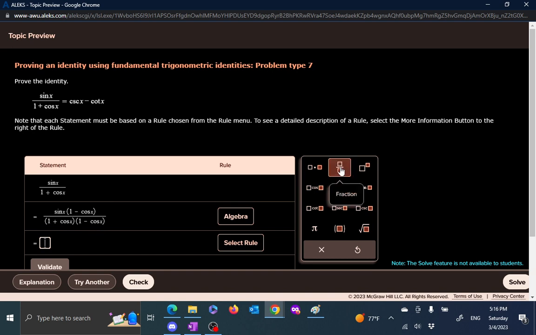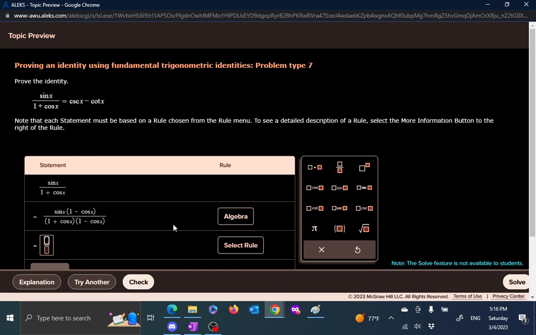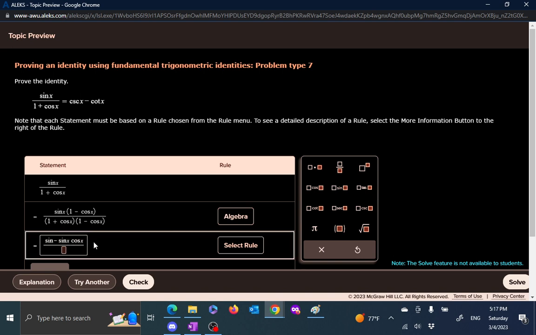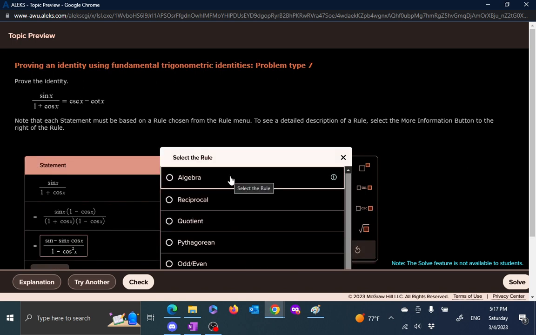Next I say the denominator is 1 minus cosine of x. So again I need a fraction. Let's do that. So I have sine of x. Let's multiply numerator, minus sine of x cosine of x. Denominator I have 1 minus cosine square of x. So all we did here is just more algebra.